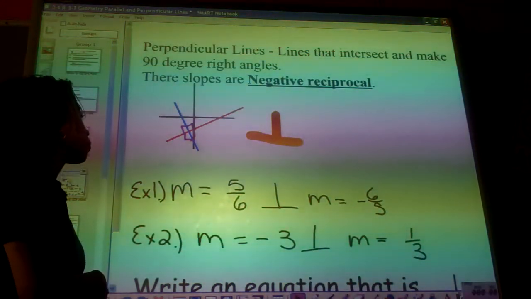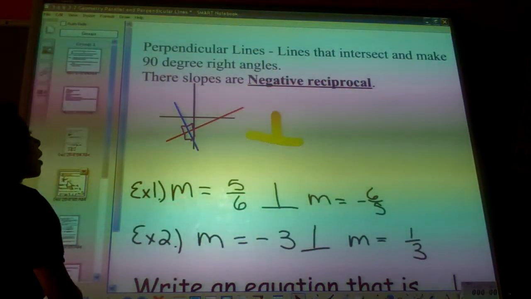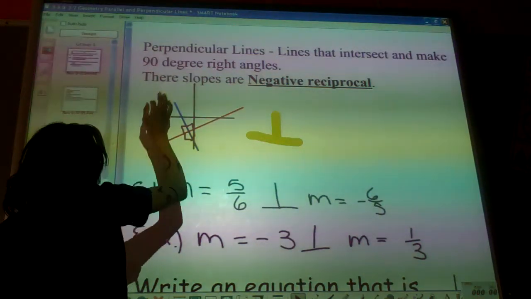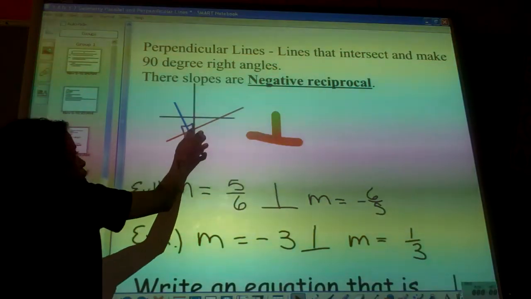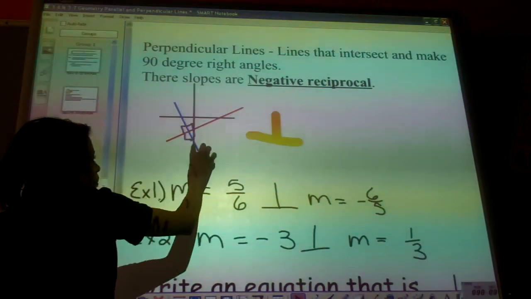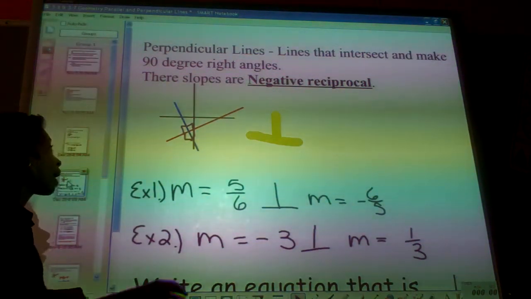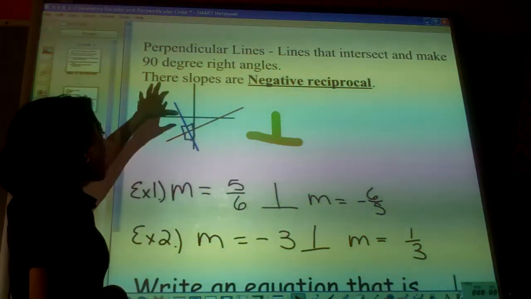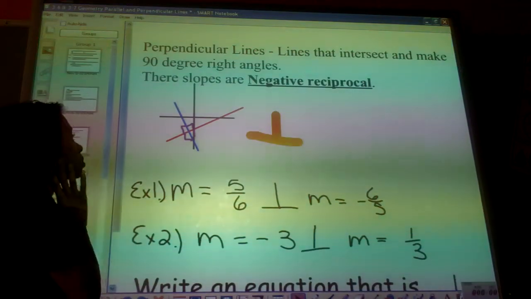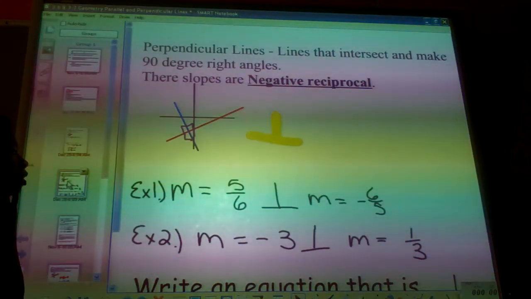Slightly different for perpendicular lines. Okay? Perpendicular lines, if we remember, are 90 degrees. They're exactly going to form 4 right angles. So the red and the blue lines are perpendicular. So I will have 4 90-degree angles. How do I determine when my lines will be perpendicular?